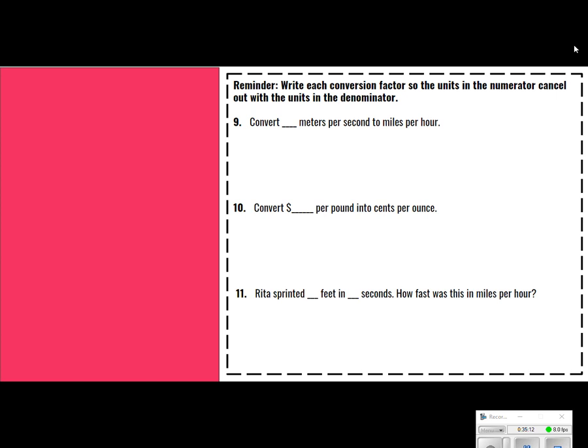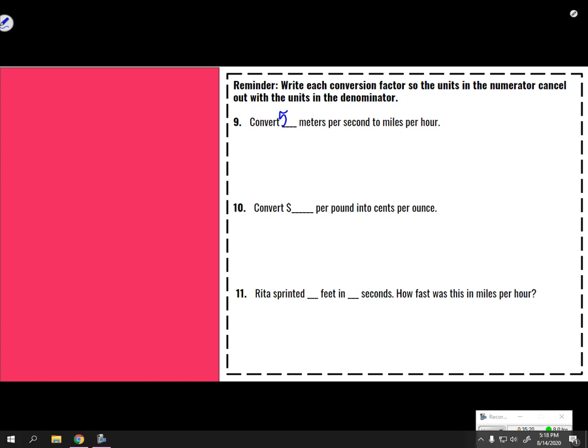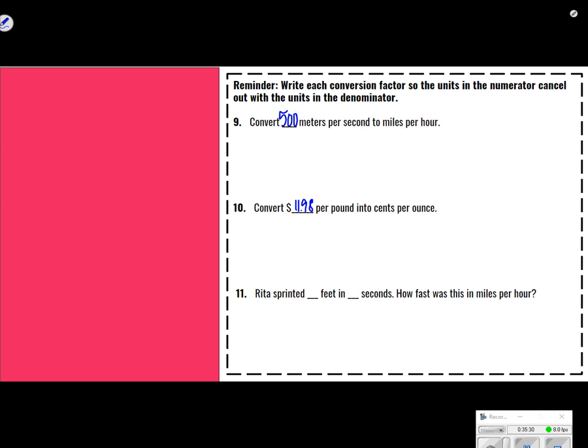All right, let's try this one. So we're going to convert 500 meters per second into miles per hour. We're going to convert $11.98 per pound into cents per ounce. That was the most recent steak price that I've seen.